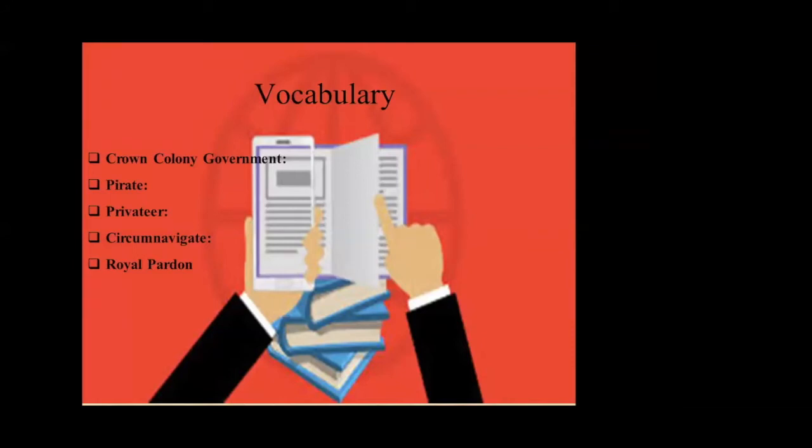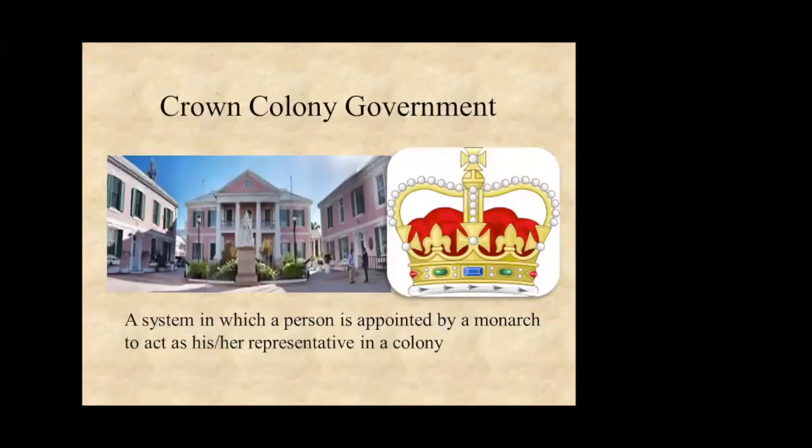So our vocabulary for today are Crown Colony government, pirate, privateer, circumnavigate, and royal pardon. Our topic is Woods Rogers and Crown Colony government. So what is or what was a Crown Colony government? Crown Colony government is a system in which a person is appointed by a monarch to act as his or her representative in a colony.